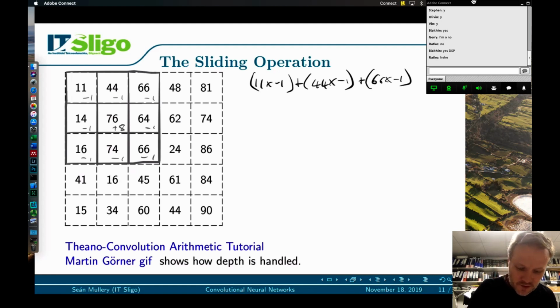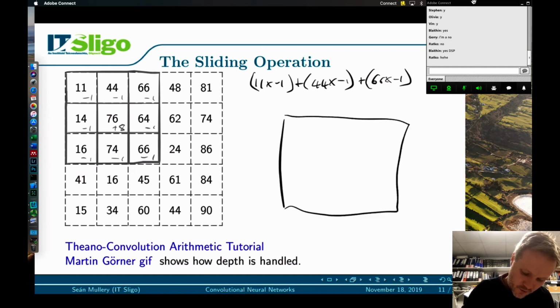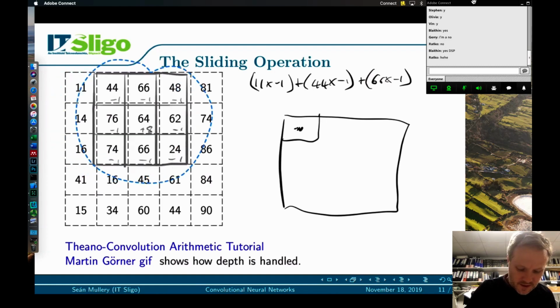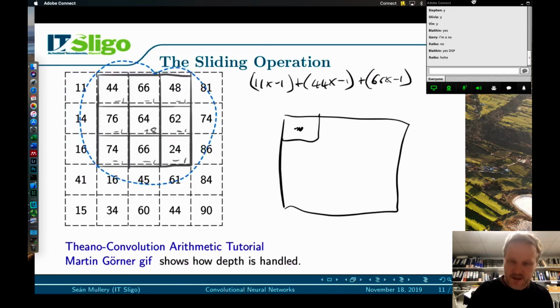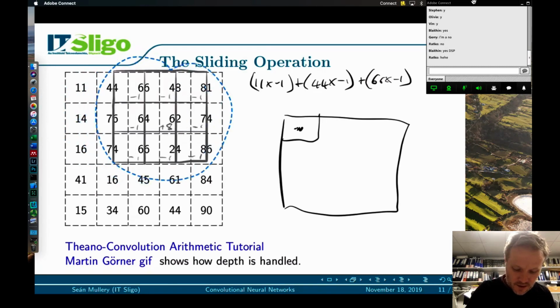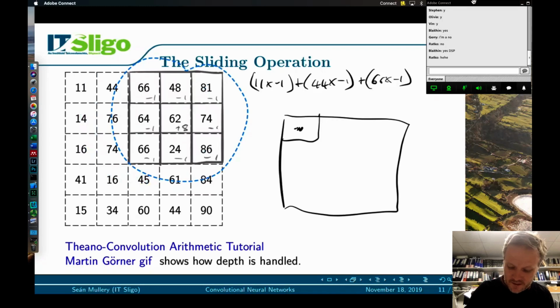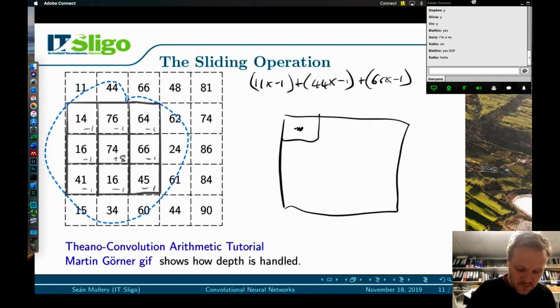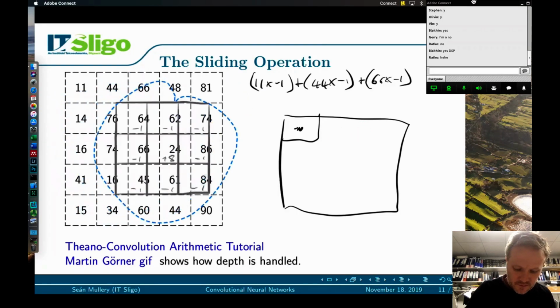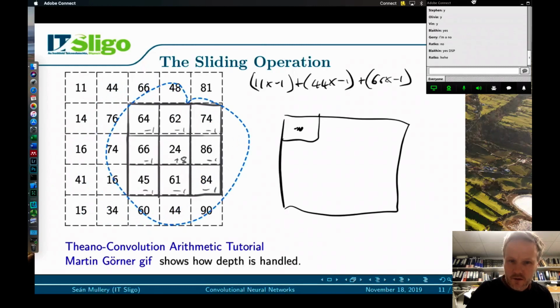And basically what you then do is you create a new image here. So you create a new image, and in its first pixel you're going to put the result of that there. And then you slide over to the next position, and you do the exact same thing again, and you continue to do that. You slide to the next position, and that creates the next position here and so on. And then you move down the image and you move to this one and to this one and to this one and so on. So you slide across it.